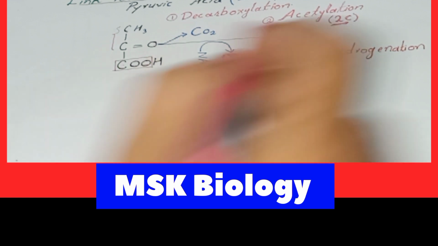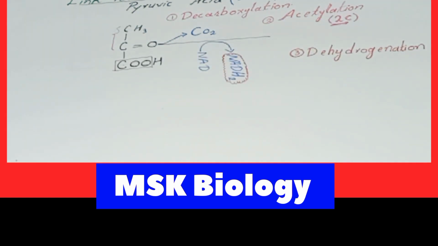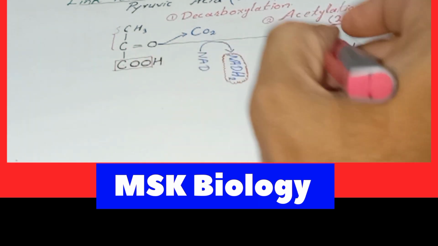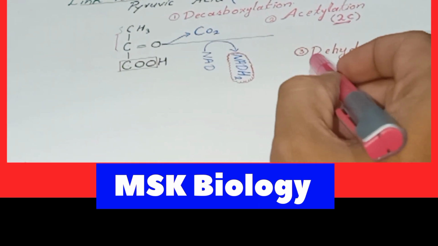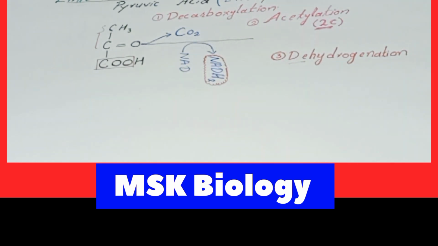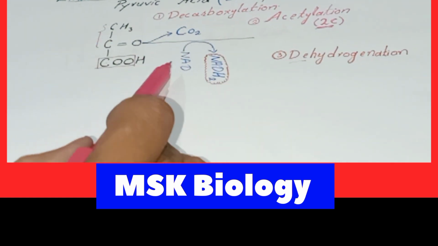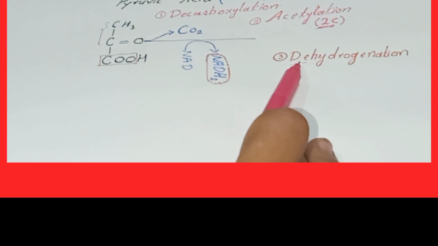And dehydrogenation also occurs. Dehydrogenation is also called oxidation. Dehydrogenation means removal of hydrogen. De means removal, removal of hydrogen, and this hydrogen is picked up by NAD, and NAD is converted into NADH2. So what changes occur in pyruvic acid? First of all, carbon is converted into carbon dioxide, then acetylation, which gives the two carbon molecule, and last is dehydrogenation.